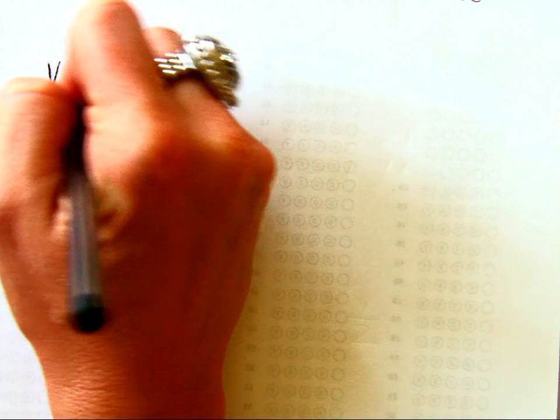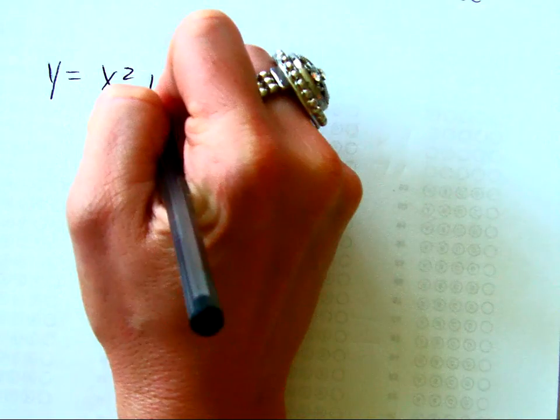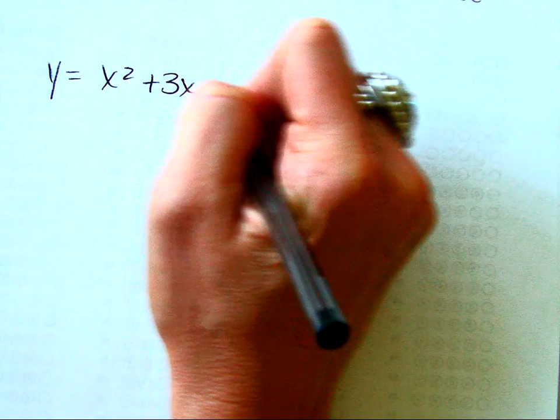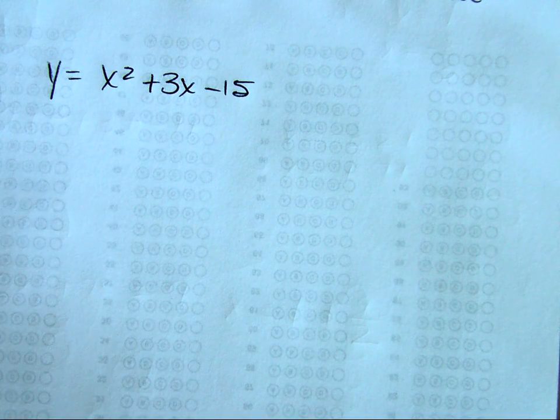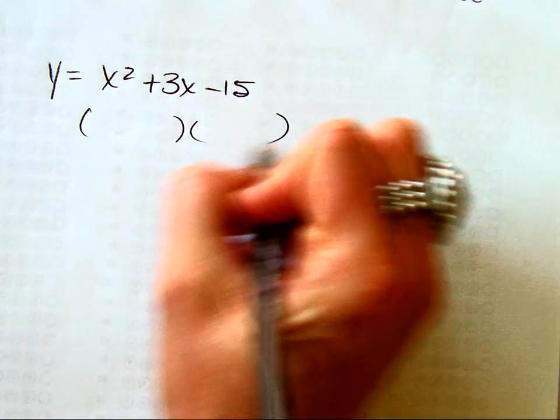Okay, so we have been solving quadratic equations for the last couple weeks now, and we have found out that the easiest way to solve for the zeros and find the vertex is to factor it. So, for example, if you were given y equals x squared plus 3x minus 15, the easiest way to find the zeros would be to factor it, right?